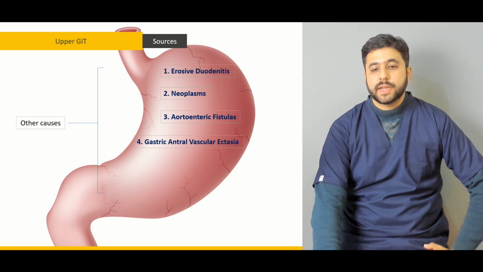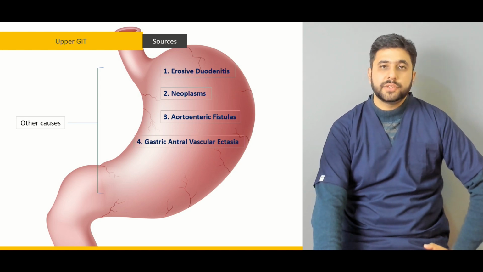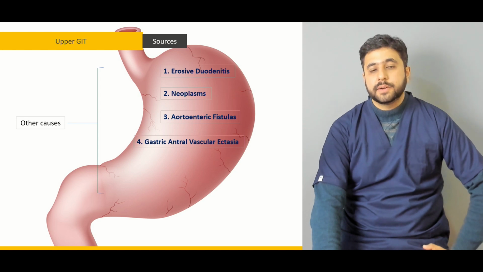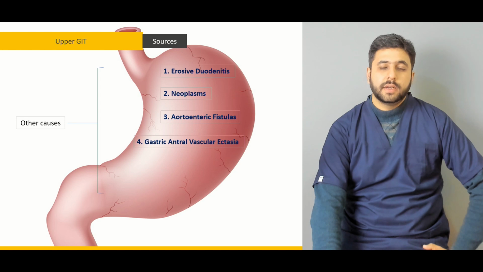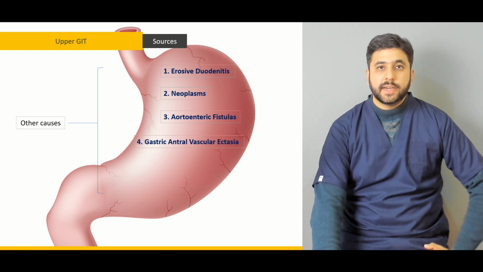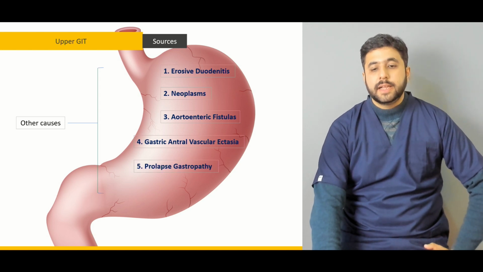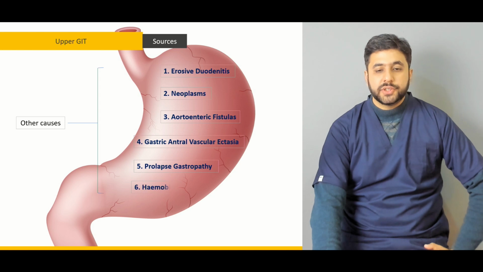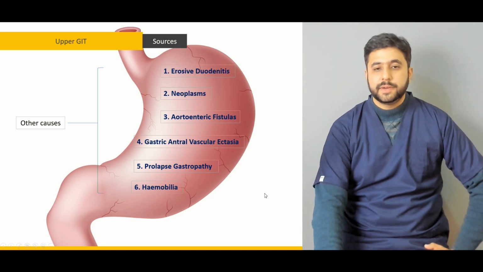There can be some gastric antral vascular ectasia, some malformation of the vessels, which can profusely lead to upper GI bleed. And in this case, we have to fix the patient by angiography. We have to do angiographic ligation if there is a major life-threatening bleed. And prolapse gastropathy is another condition, and hemophilia is another condition. So these are some rare causes of upper GI bleed.